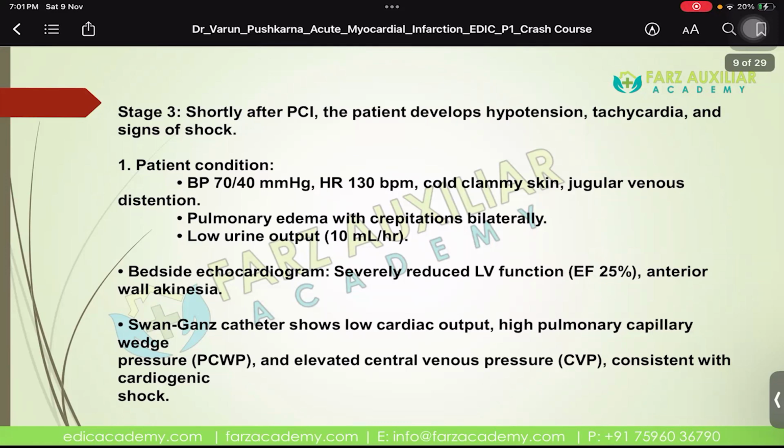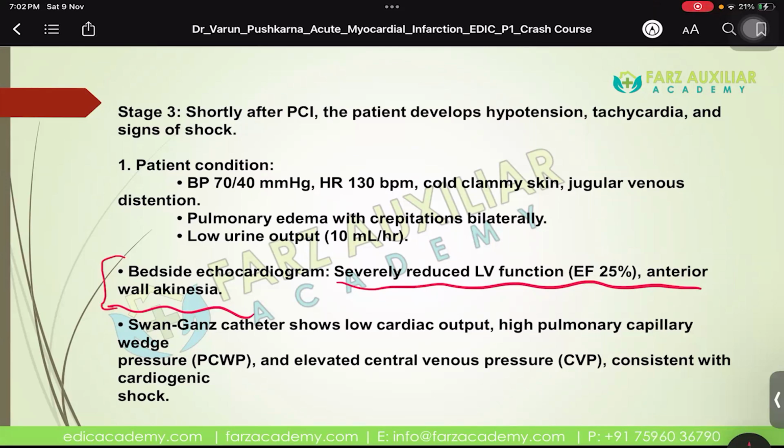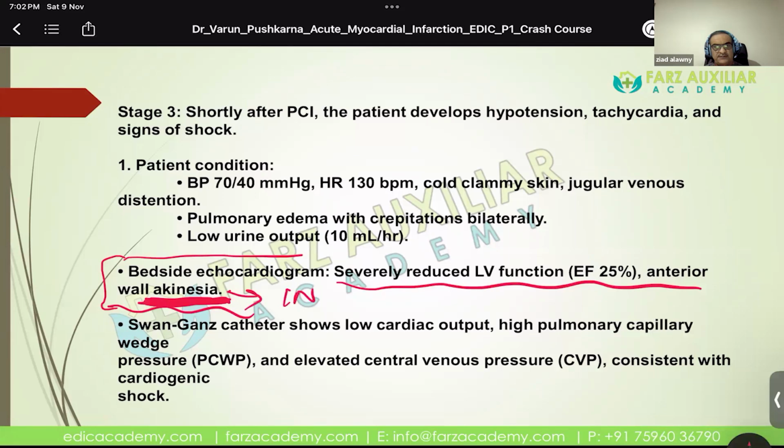Urine output is low. Bedside echocardiogram shows severely reduced LV function, around 25%. Anterior wall akinesia. What does this mean? Severely reduced LV function, anterior wall akinesia. What does this mean? What does akinesia mean? Akinesia means infarction has occurred.